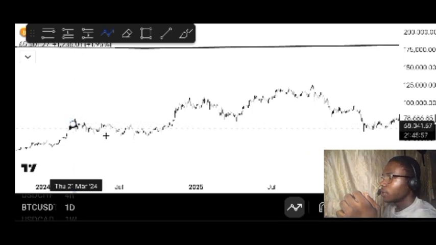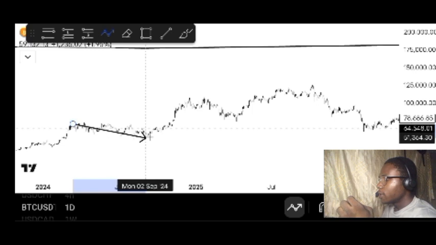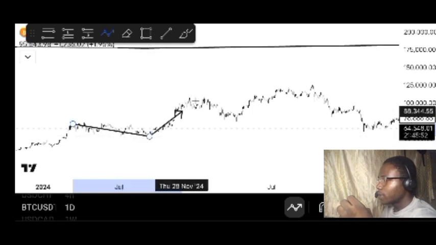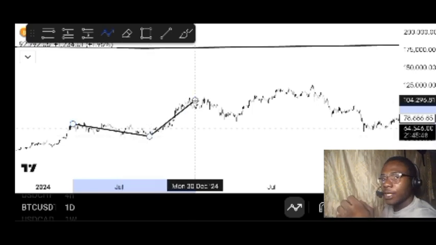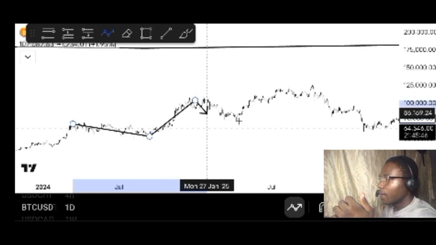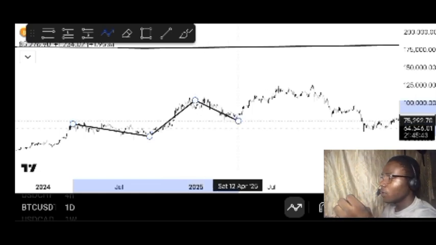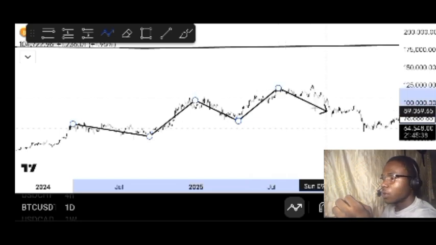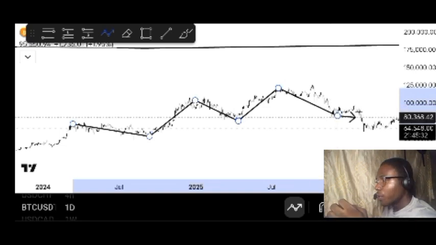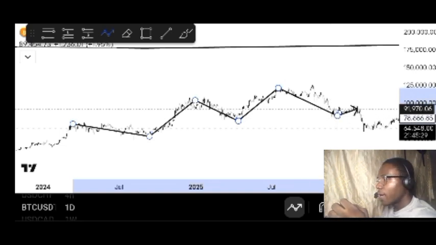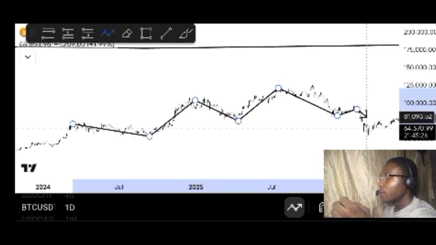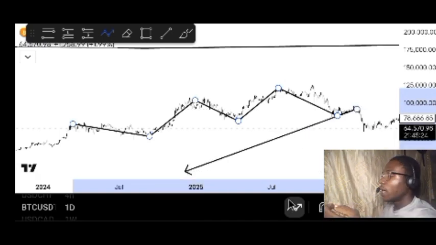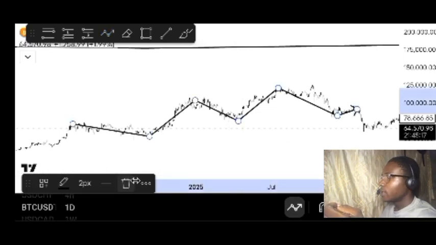Let me shift this a little bit. You can see this. Price was previously in an uptrend. It was creating this structure. Let me show you this structure. Higher high occurred here, higher low, higher high. I don't know what is wrong with my TradingView. Higher low, higher high. The same thing.